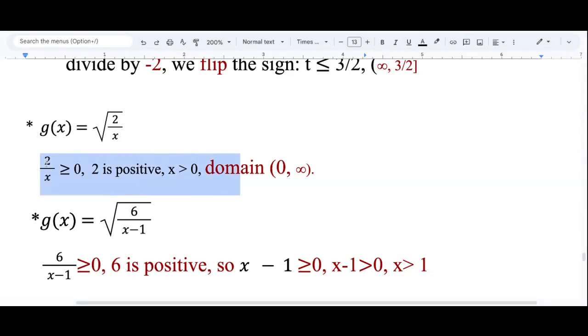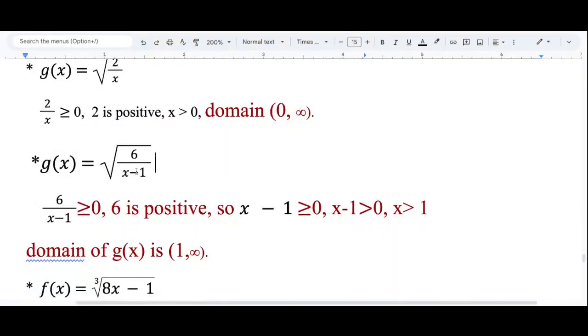Okay, does this make sense? This is basically a little bit of analysis. The numerator is positive, the denominator has to be positive. This one, take the radicand, we set it to be greater than or equal to 0. Right? Then the numerator is positive, so the denominator has to be positive. The denominator has to be non-negative. That means x has to be greater than 1.